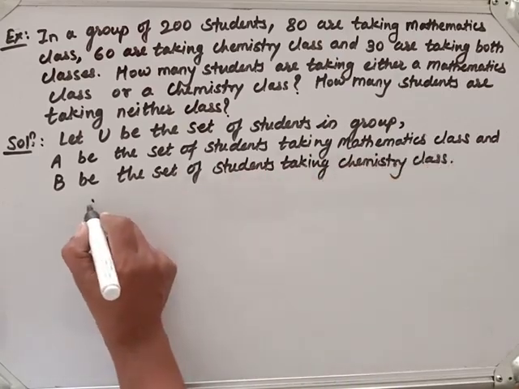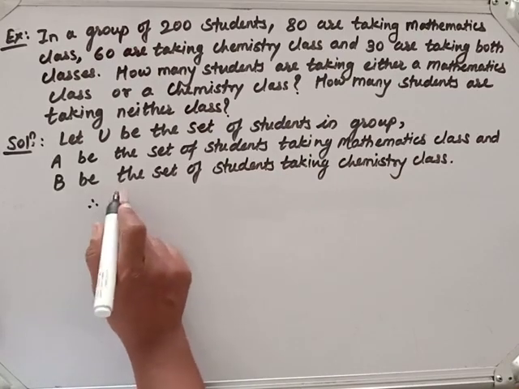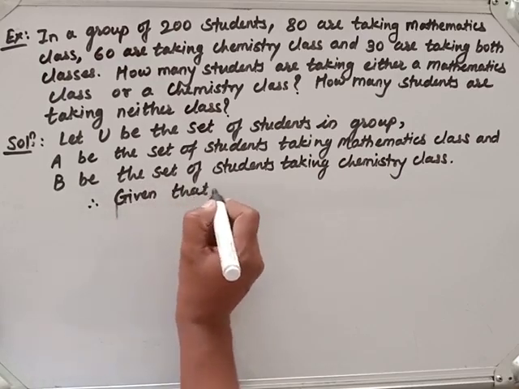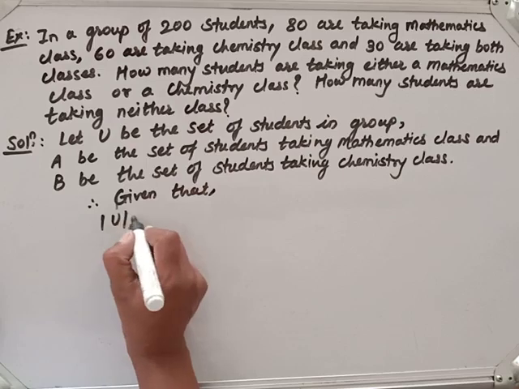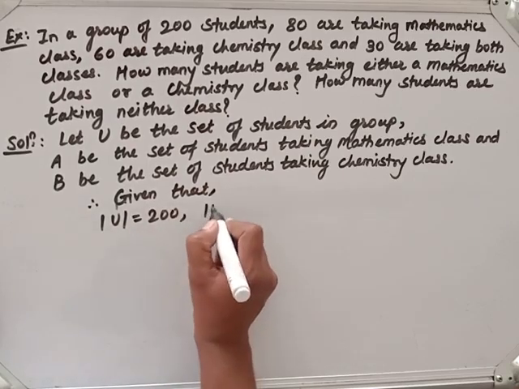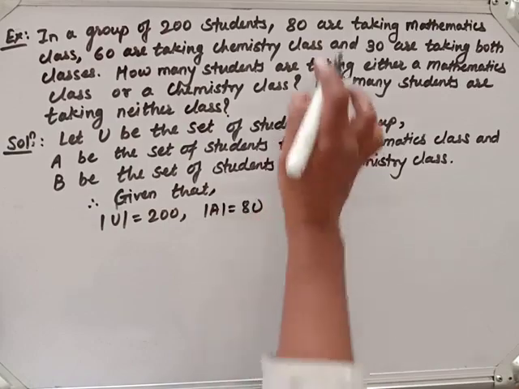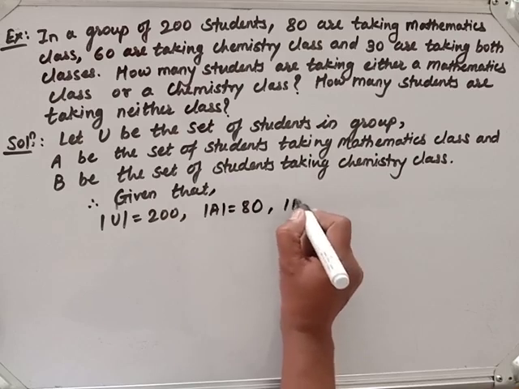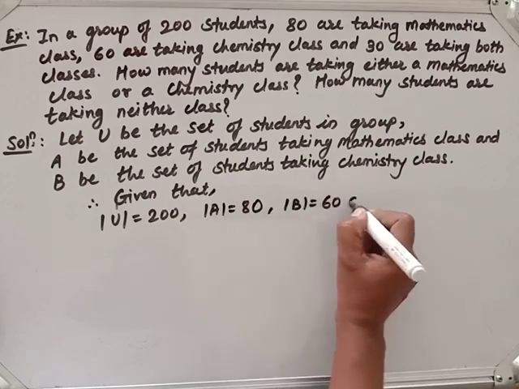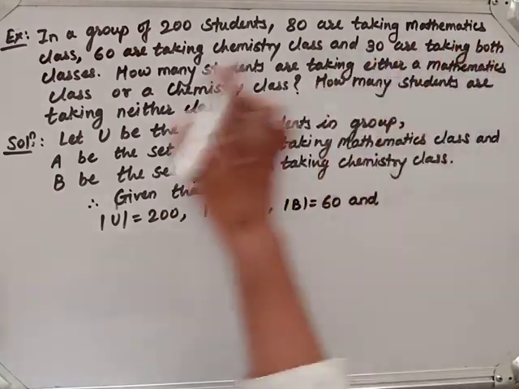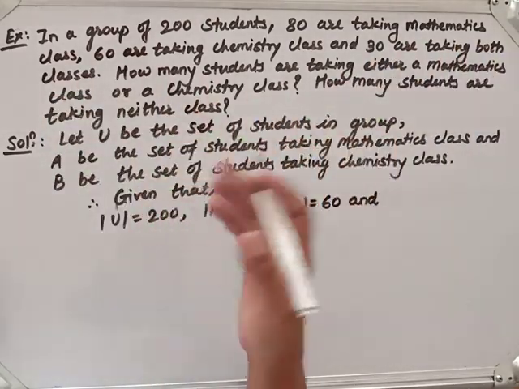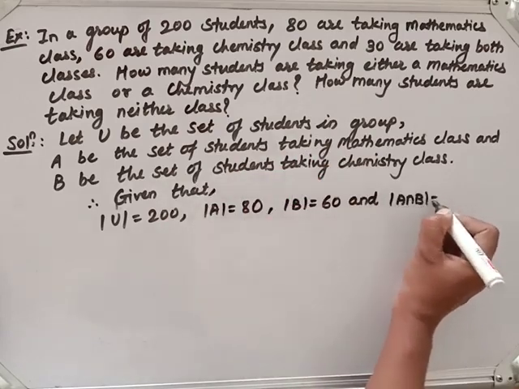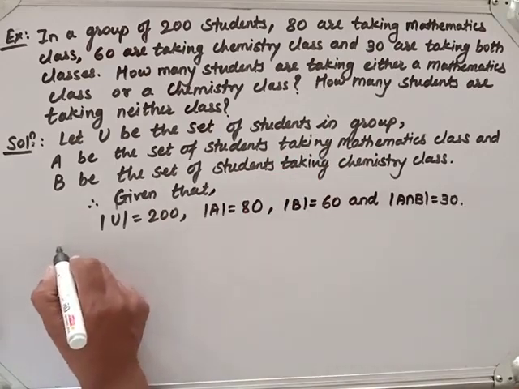If these are our assumptions, then what is given to us? The cardinality of U is 200. The cardinality of A is 80, since 80 are taking mathematics class, and 60 are taking chemistry class, so the cardinality of B is 60. And 30 are taking both classes, both meaning mathematics as well as chemistry, so A intersection B is 30.